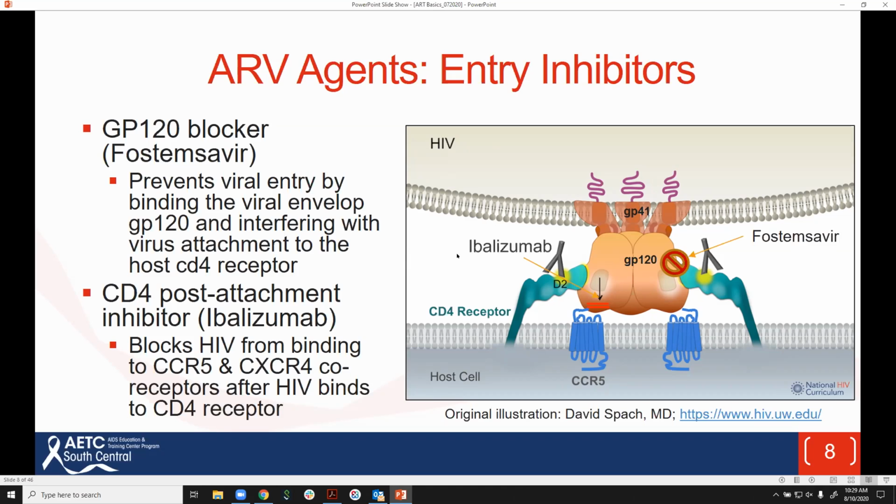What else? This is also another agent which is approved for multi-drug resistant as opposed to treatment naive, and this is a CD4 post-attachment inhibitor. So once the GP120 attaches to the CD4, then what happens? What has to happen after that is that the HIV attaches to the co-receptor before it can get in. But the ibalizumab will prevent that attachment to the co-receptor, and that's either CCR5 or CXCR4.